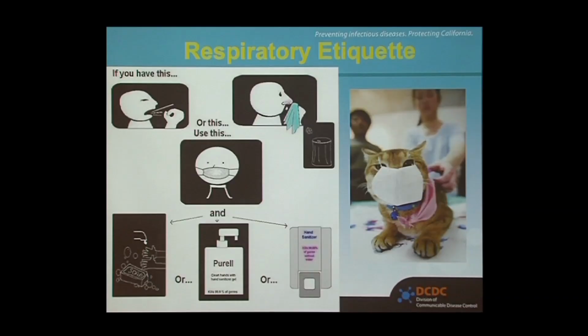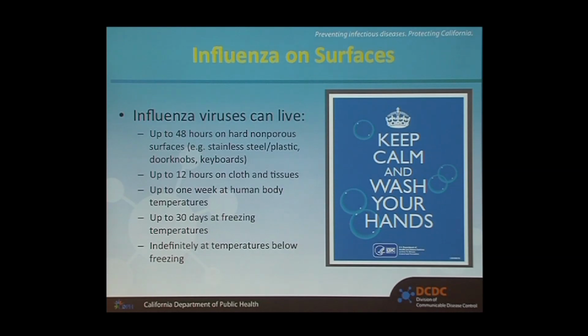Let me just say, for respiratory etiquette, which is what you do when you have some kind of respiratory infection, if you have a cough or runny nose, from a public health standpoint, we advise that you wear a mask. Take your tissue and throw it in the garbage. Don't use hankies that you reuse and put in your pocket where other people touch it. And definitely wash your hands. Washing your hands is probably the most important component.